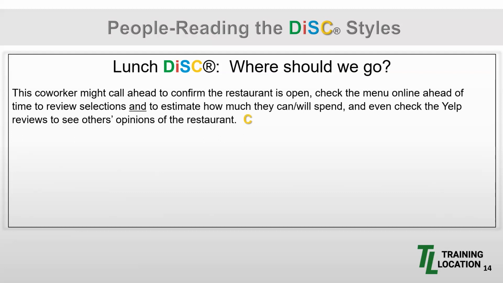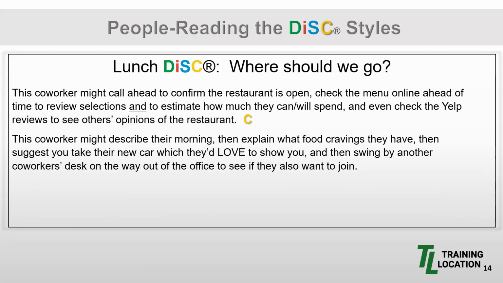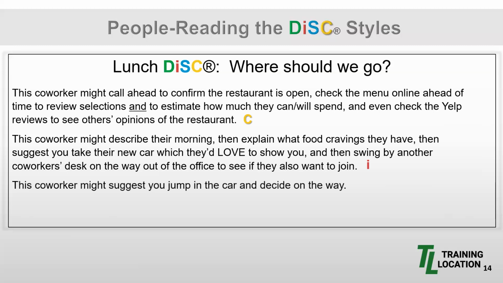This next coworker might describe their morning, then explain what food cravings they have, then suggest you take their new car, which they'd love to show you, and then swing by another coworker's desk on the way out to see if they'd like to join you. Again, my guess, that sounds like an I or an Influence style. Now, this next coworker might suggest you just jump in the car and decide on the way. You guessed it, it's probably a D or a Dominant style, a "do it now" kind of motto.